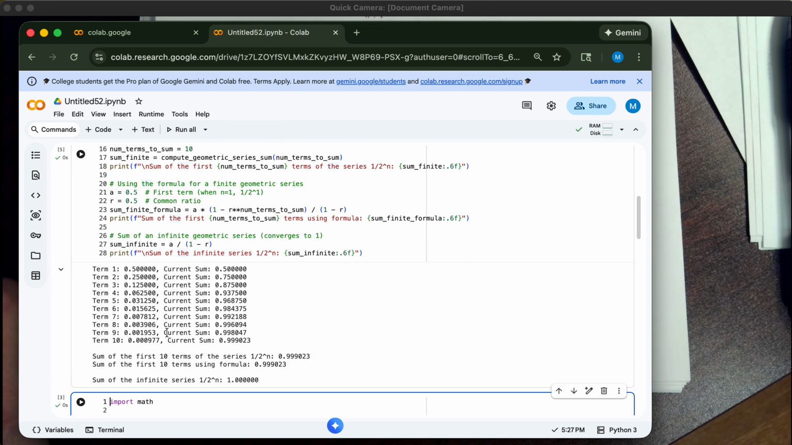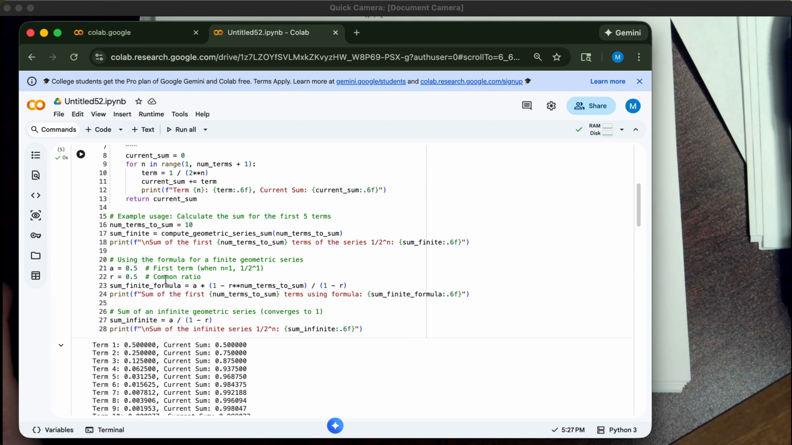So this is the first 10 terms of the infinite series. See here the 1/2, 1/2 squared, 1/2 cubed, 1/2 to the 4th power. So these are the terms that we want to add up, and this is the running sum. These are the partial sums: the sum of the first 2 terms, the first 3 terms, 4 terms, the first 10 terms.